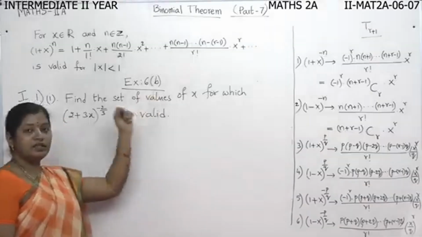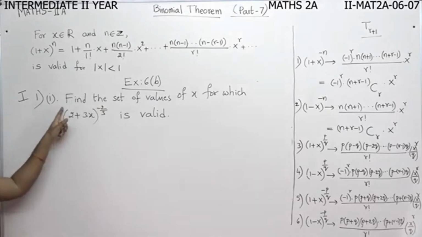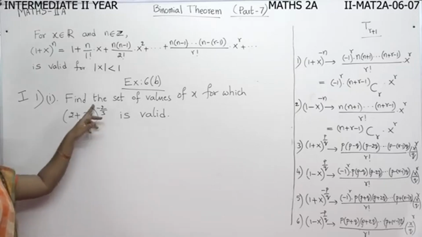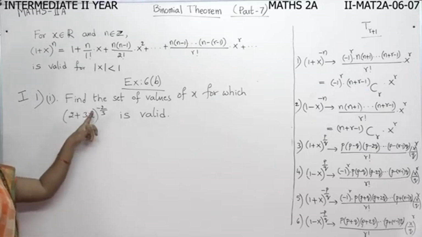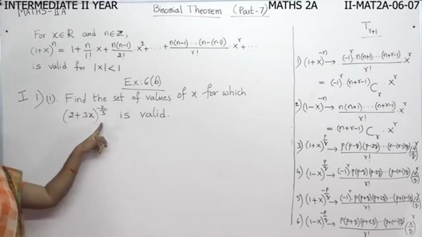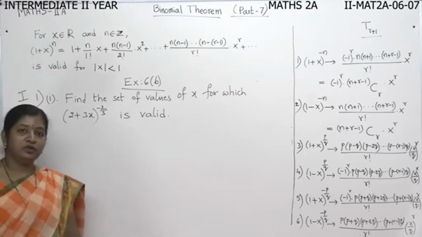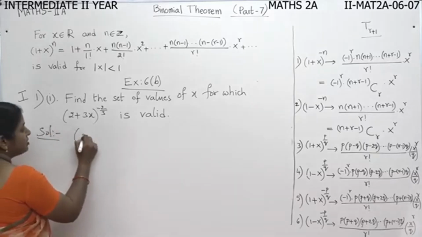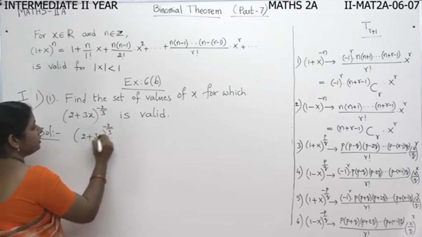Exercise 6B, section number 1, first problem, first bit. Find the set of values of x for which the expansion of 2 plus 3x to the power of minus 2 by 3 is valid. So the given problem is 2 plus 3x to the power of minus 2 by 3.